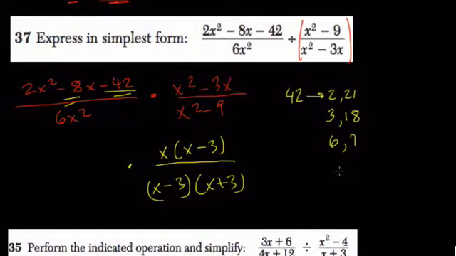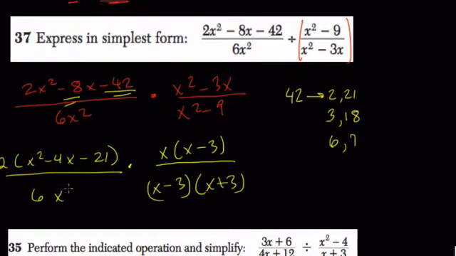No. So you're starting to see, I think, that here we're not going to be able to find factors of 42, negative 42, that add to negative 8. So what I would do is factor out 2 first. So 2 times x squared minus 4x minus 21. And now we can do it, and we'll do that in a second, 6x squared.